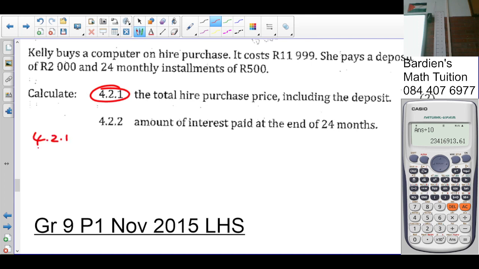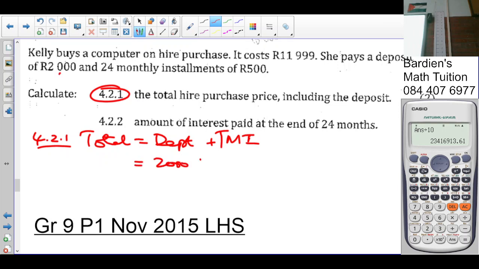So 4.2.1. Your total, of course, is going to be your deposit plus your total monthly installments. So what is my deposit? 2,000 rand plus 500 rand for how many months? 24 months. I'm going to give you 2,000. It's 500 times 24. 14,000 rand.